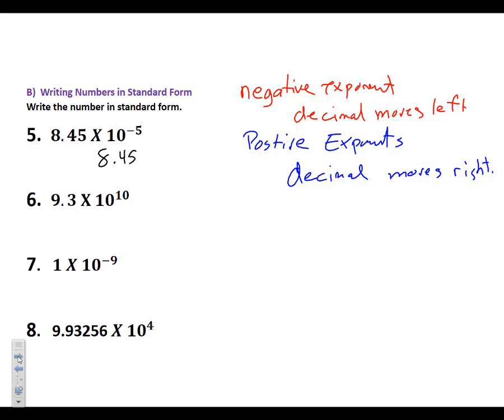8.45 times 10 to the negative fifth. I'm going to move that decimal 5 places, because that's what it tells me. And since it's negative, I'm going to move left. So I go 1, 2, 3, 4, 5 to the left. I put my decimal. I've got to hold my place value, so I annex some zeros in there. And my final answer is 0.0000845.